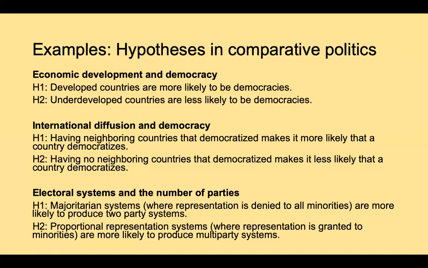And then finally, electoral systems and the number of parties. Majoritarian systems will produce 2-party systems. Proportional representation systems will produce multi-party systems. Straightforward, testable, falsifiable. These are examples of well-known hypotheses in comparative politics, but there are many, many others. There are innumerable others. And in this course, you'll be developing your own and also evaluating hypotheses in the article that you select for your theoretical and empirical critique.